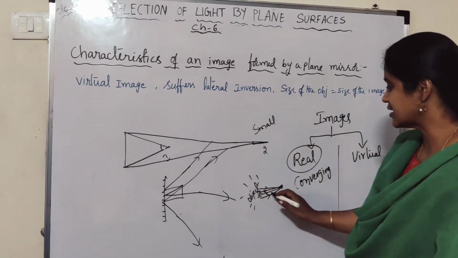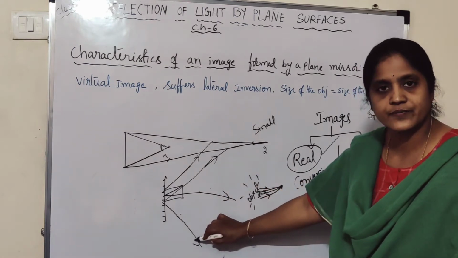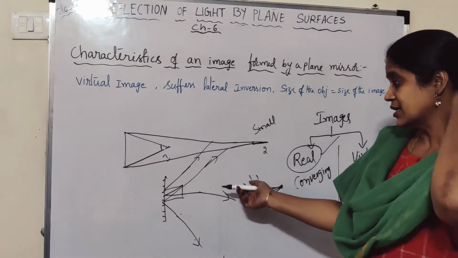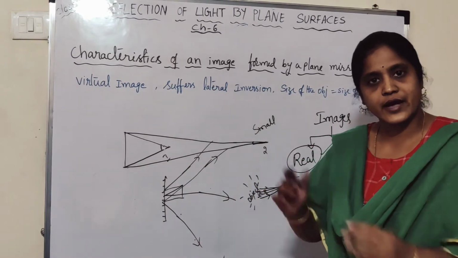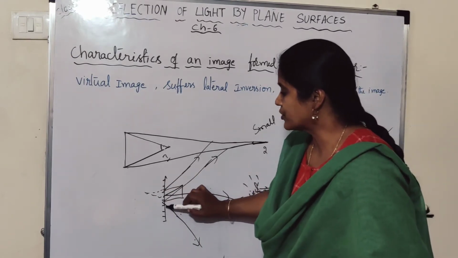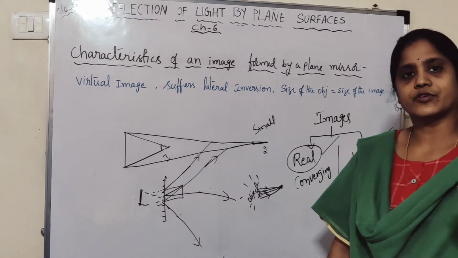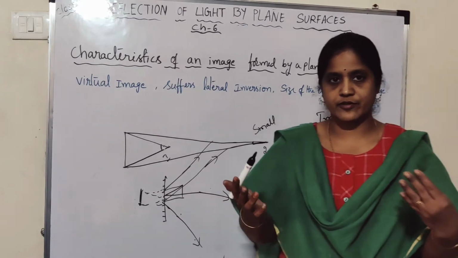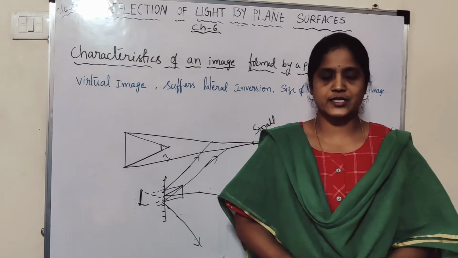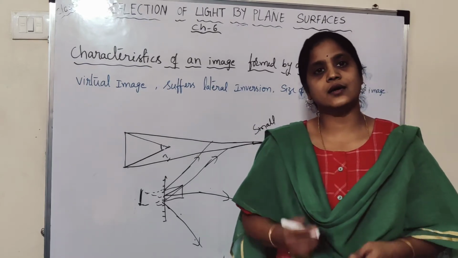If the reflecting rays converge, we get a real image. If the reflecting rays are diverging, like in mirrors, then we get virtual images. Actually, these reflecting rays will not meet. They are diverging, but when you observe, they appear to be coming from one point, and that point is where we get the image. So when you stand in front of the mirror, you will not get the image on the mirror. At whatever distance you are standing, at that much distance behind the mirror, you will get the image.